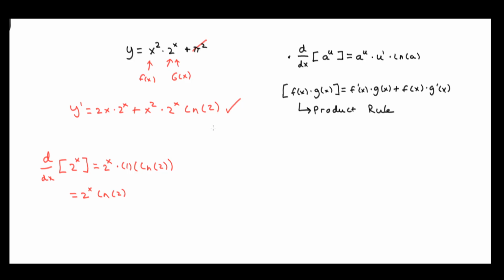So anytime you see an exponential, don't panic. Just keep in mind that you can follow this format here, where you have a base value raised to a power, and then you multiply it by the derivative of the exponent, and then the natural log of the base value. And then just also be advised, if you have two functions multiplied together that can both be derived, you're going to have to use the product rule.